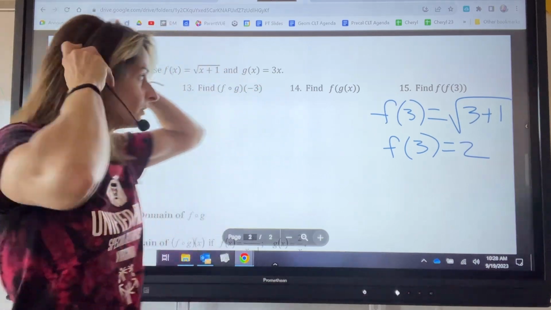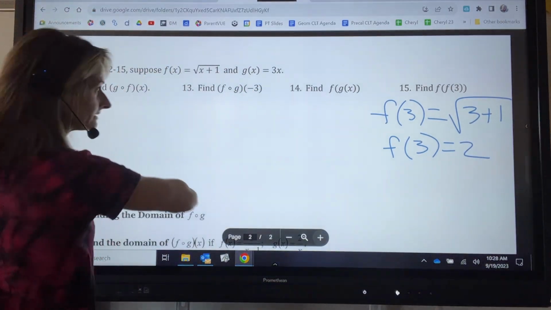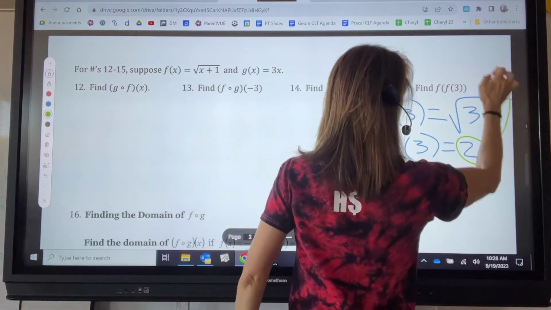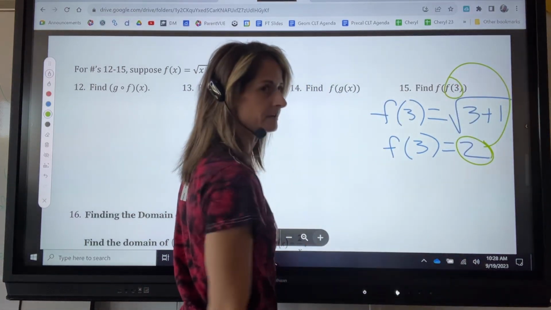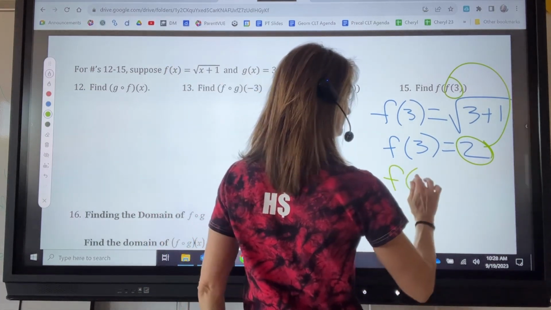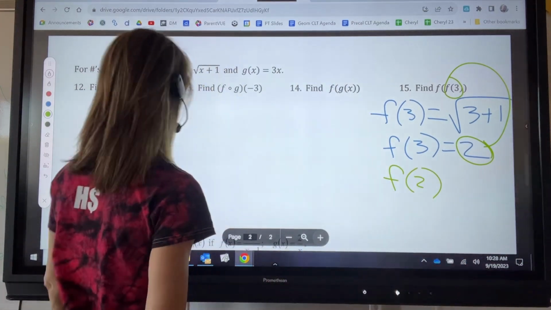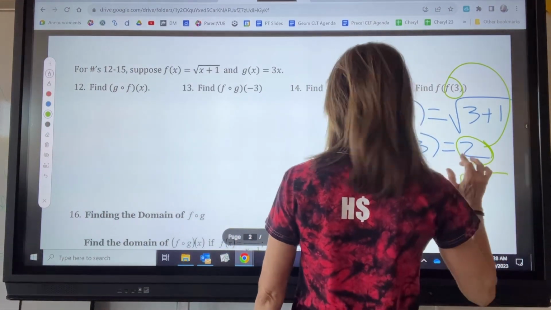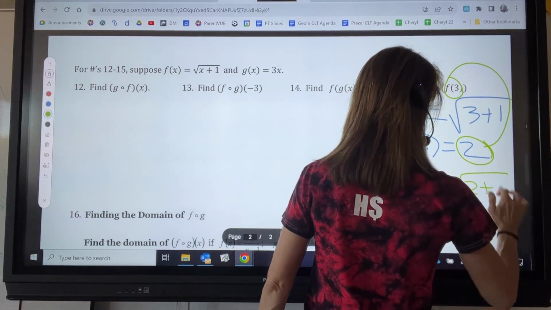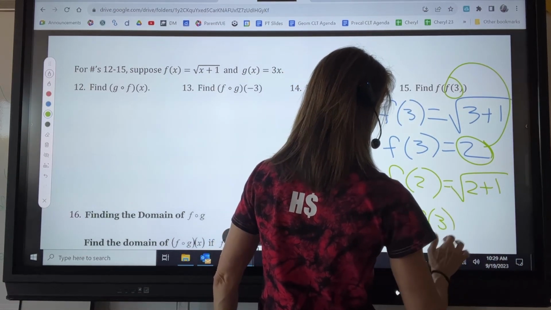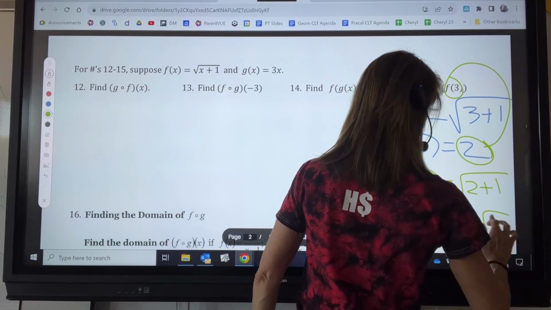Now we are going to substitute that. f of 3 is 2, so that 2 is equal to f of 3. So what is f of 2? Now we're plugging in 2. 2 plus 1, I'm getting root 3. So f of f of 3 is root 3.